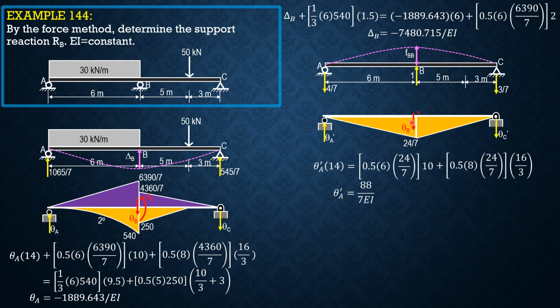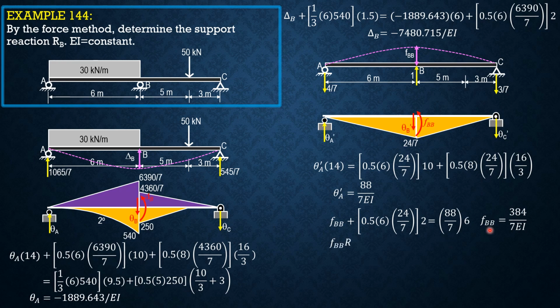Then let's have theta B and FBB. The moment is FBB, theta B prime. So to solve for FBB, we sum up moment about B considering AB. So from the figure, FBB plus 0.5 of 6 times 24 over 7 times 2, then equals theta A prime, equals 8 over 7 EI times 6, or just ignore EI. So FBB equals 384 over 7 EI.